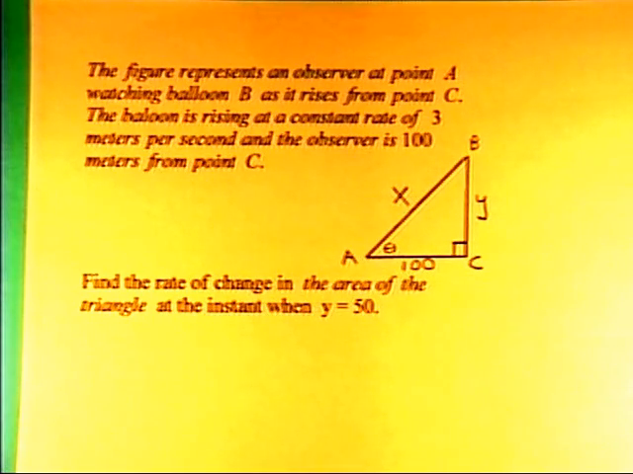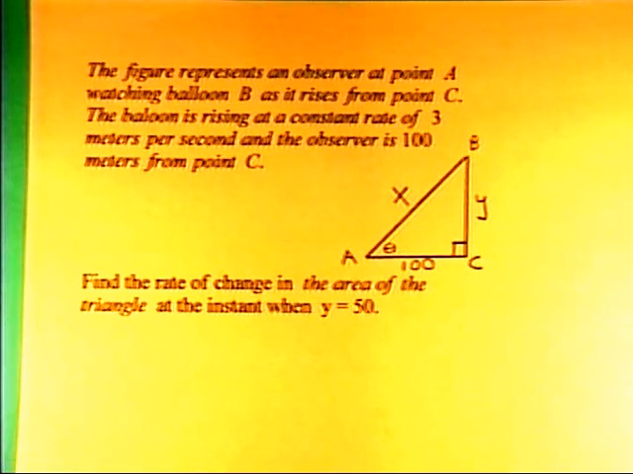The figure represents an observer at point A watching a balloon as it rises from point C. The balloon is rising at a constant rate of 3 meters per second. And the observer is 100 meters from point C. Now find the rate of change of the area of the triangle.